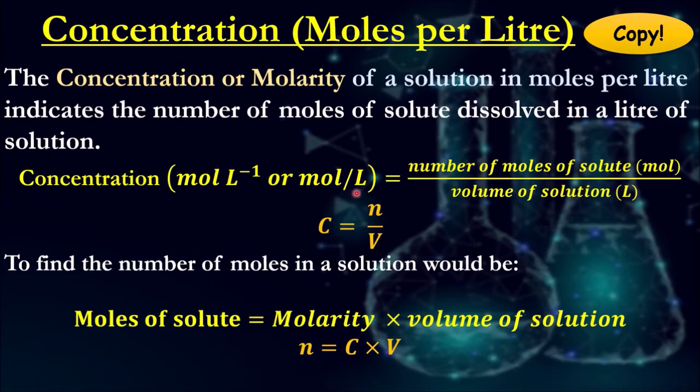Don't forget, in chemistry, we actually solve things in terms of volume per liter. So L^-1 is the same as per L. Okay? It's just a fraction. If you want to find the number of moles in a solution, so number of moles of the solute, it's the molarity, capital C, times the volume of the solution. So all I've done is I've moved V over onto this side, I've multiplied it, and that's essentially how I get this formula here.